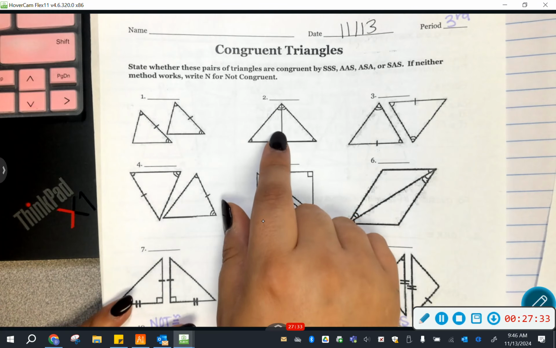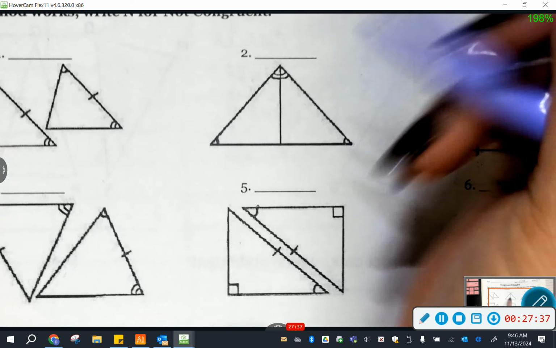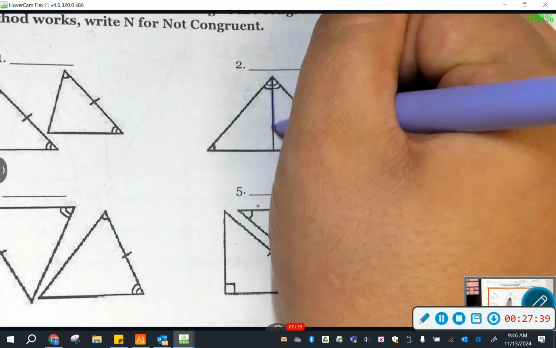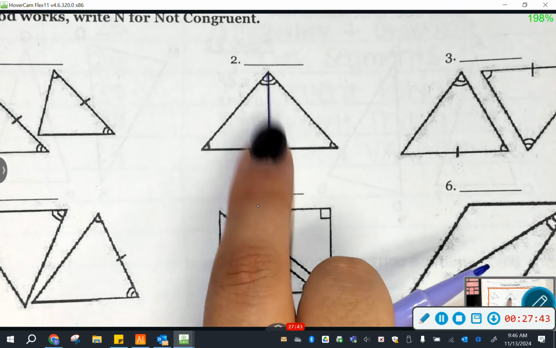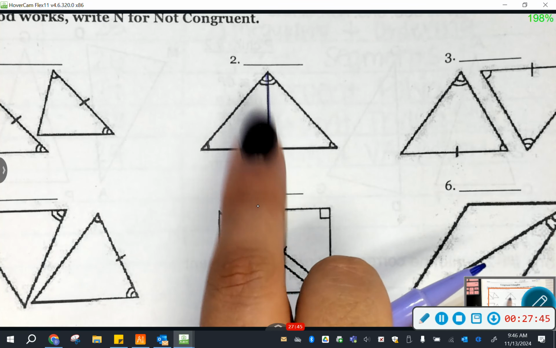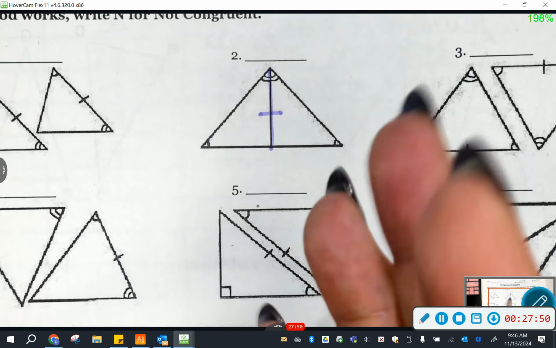Now we know how to do number 2, right? What can I do on number 2? What do I got to do right here to this line? Y'all look up real quick. What do I got to do on this line right here for number 2? Add a tick mark. And then now you can answer it.